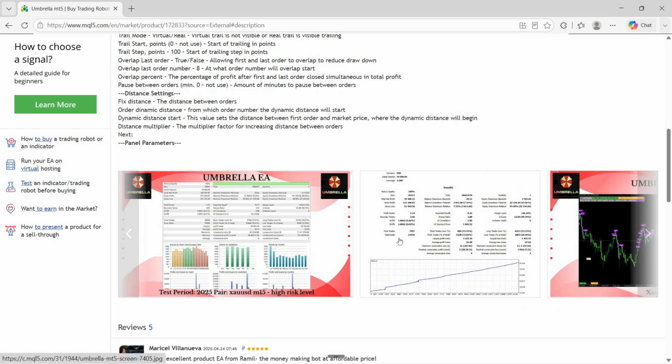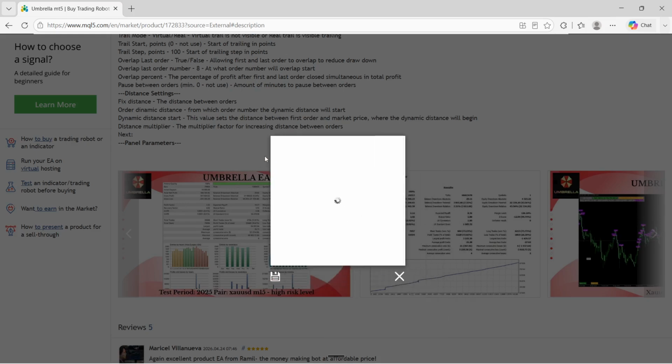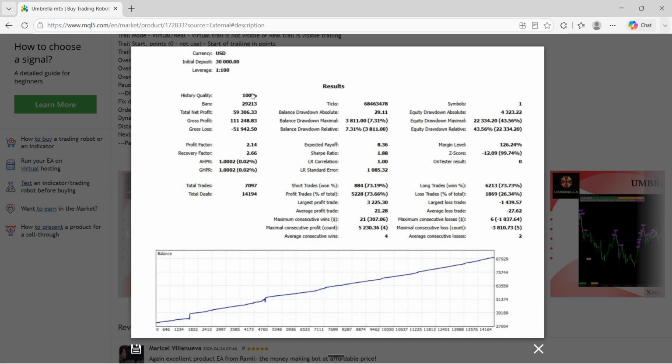So we have some screenshots here from the developer. Let's take a look. You can see for an initial deposit of $30,000, the total net profit in the screenshot here is almost $60,000. We have $59,306. There was a profit factor of 2.14 and then a balance drawdown of 7.31%. The recovery factor was 2.66.